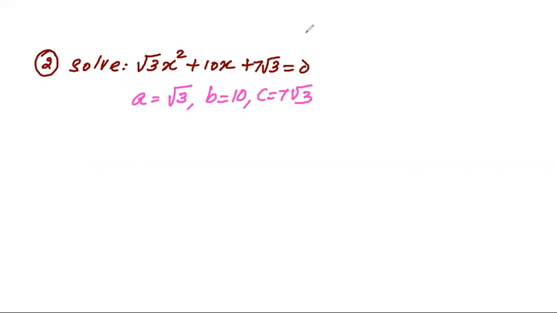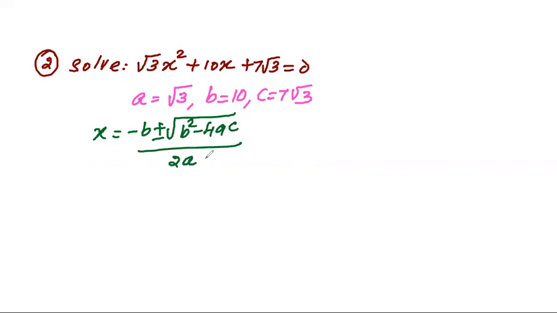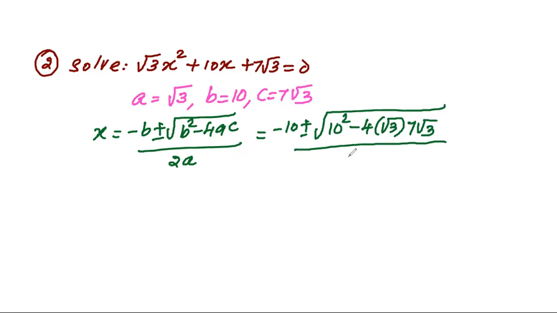Let me write the quadratic formula. X is equal to minus b plus or minus root of b square minus 4ac, all divided by 2a. So minus b is minus 10 plus or minus root of b square, 10 square, minus 4 into a is root 3 and c is 7 root 3, divided by 2a, which will become 2 root 3.